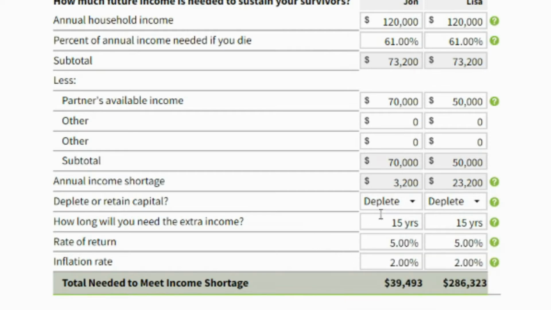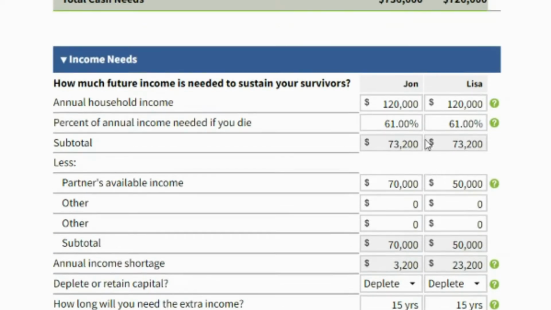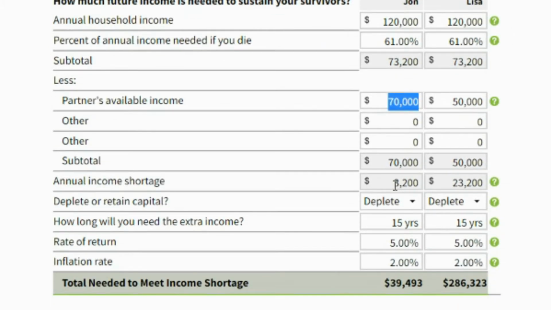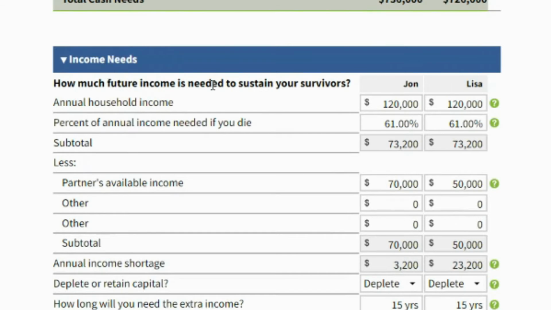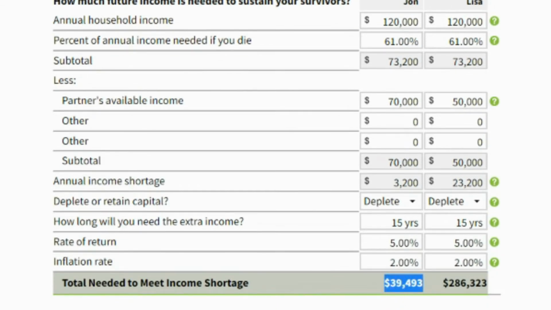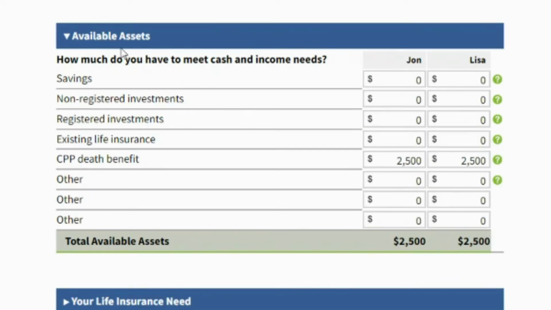So once we input these numbers, you will see that if John were to die, because in this case, Lisa is a higher income earner, there will only be an annual income shortage in the household of $3,200. But if Lisa were to die, because she's the highest income earner, there will be a total shortage of $23,000 per year. Now, when we take into account for how long they would need this income and a 5% rate of return and a 2% rate of inflation, that would leave what's called the income needs at $39,000 for John and $286,000 for Lisa.